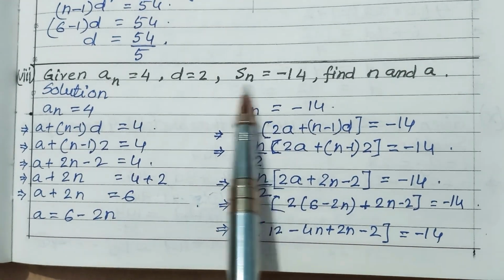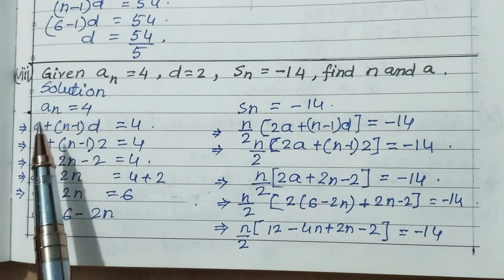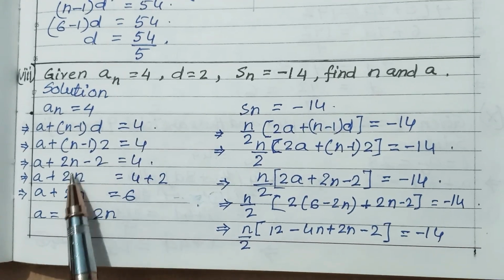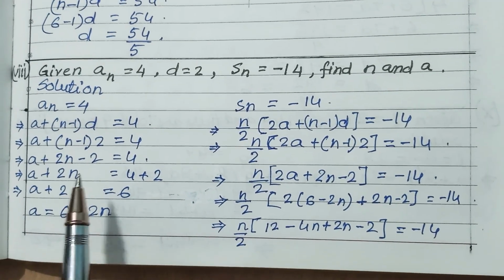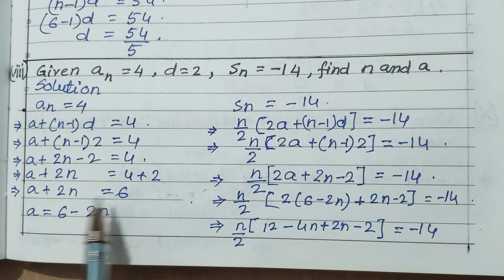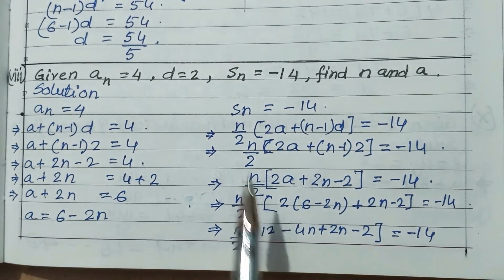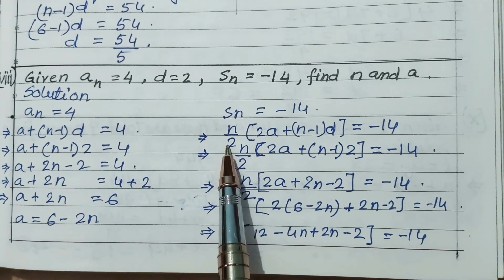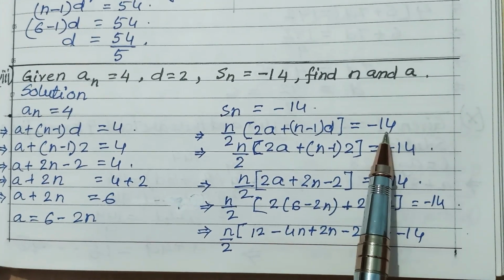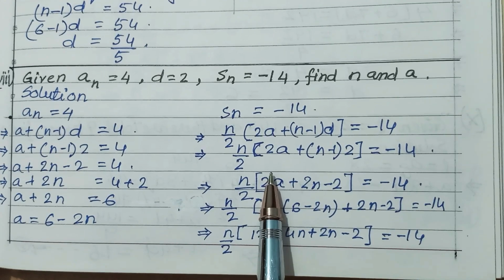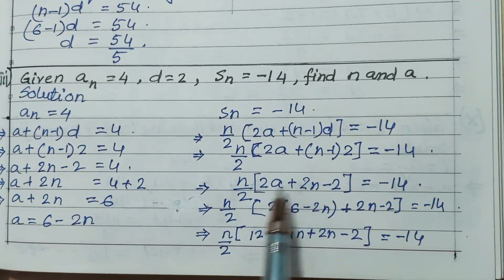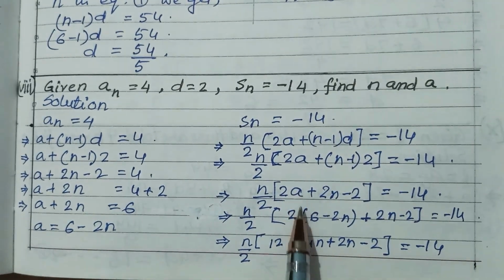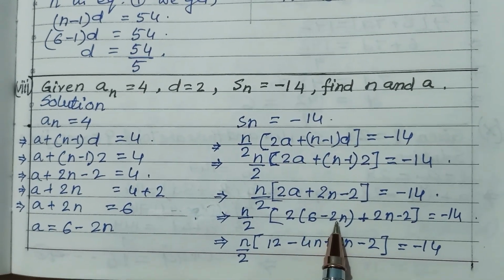Given an is equal to 4 and Sn is equal to minus 14. Again an and Sn, two formula. So an is equal to 4, a plus n minus 1 into d is equal to 4. So from here we have got a is equal to 6 minus 2n. Now Sn is equal to minus 14. So from here the formula is equal to minus 14. Substitute the value. Instead of a we have to put 6 minus 2n.